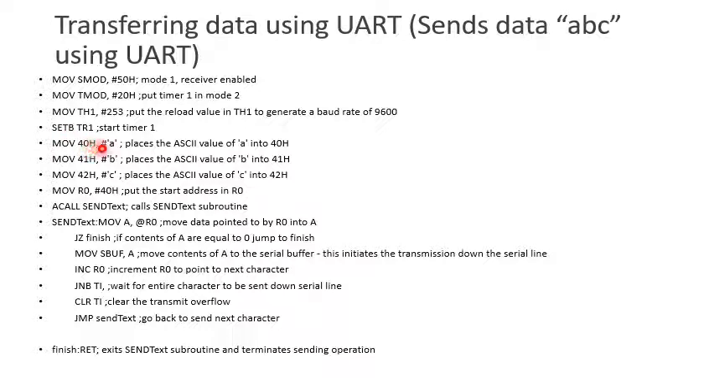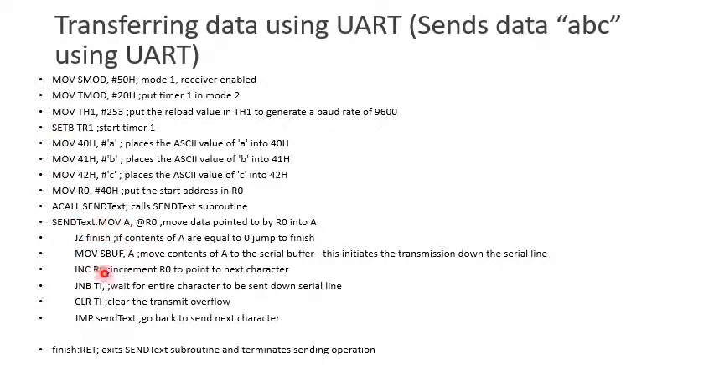MOV 40H, #'A'. This is nothing but the ASCII value of A, and 41H is the ASCII value of B, and 42H is the ASCII value of C. MOV R0, #40H puts the starting address in R0. ACALL SEND_TEXT will call the subroutine for sending the text.